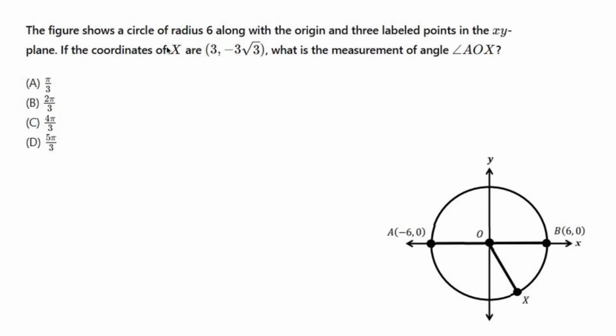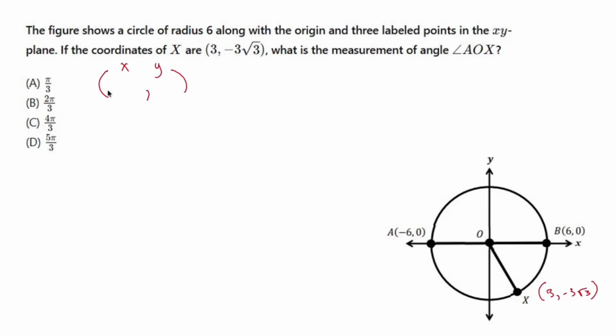The figure shows a circle of radius 6 along with the origin and 3 labeled points in the xy plane. If the coordinates of X are 3 and negative 3 root 3, so let's write that out, what is the measurement of angle AOX? Well, this is what we know. If we're talking about unit circle type things, we're also talking about angles, and we're also talking about an xy point that we are given. So here's my xy point.